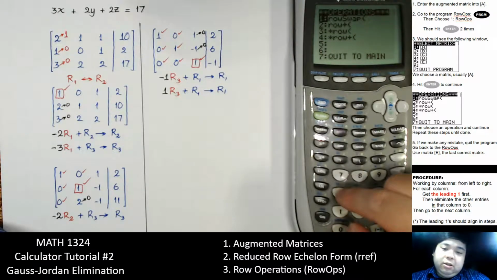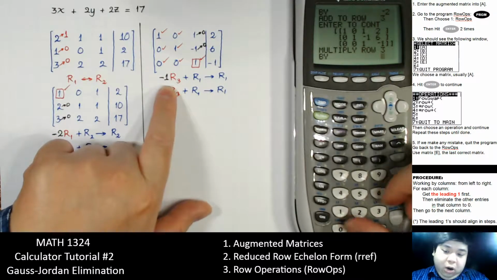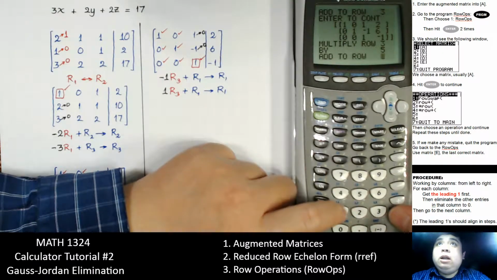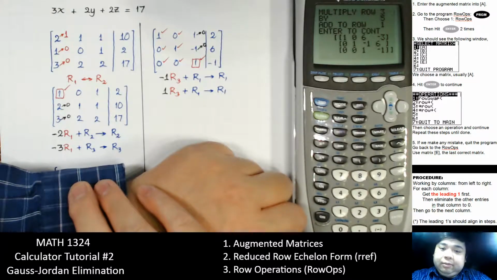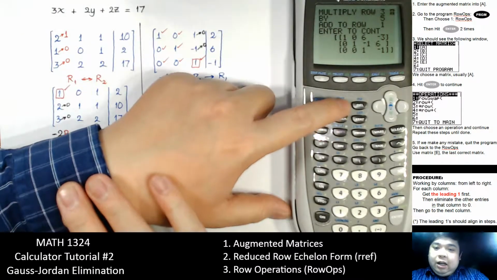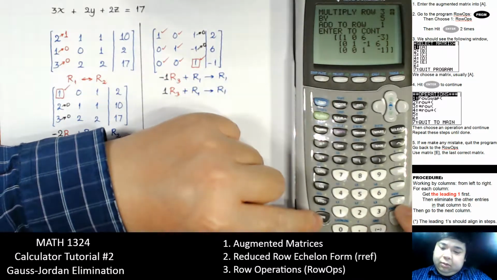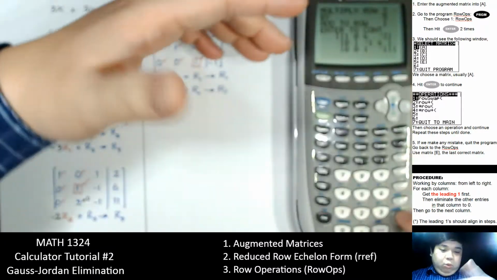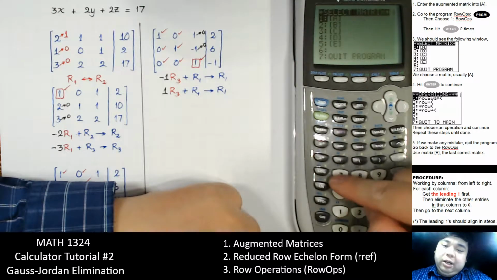Option number 4, multiply row 3 by -1. If you happen to enter something wrong, for example, then we have to go back and do it.